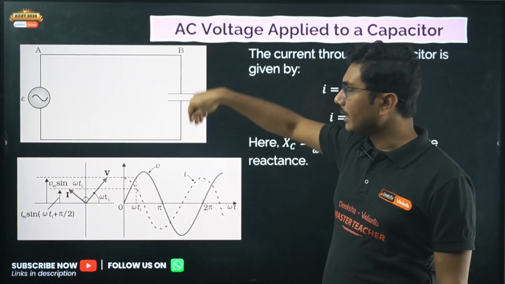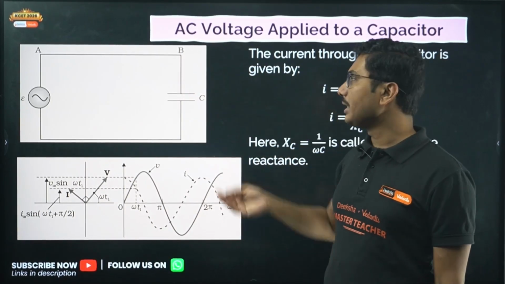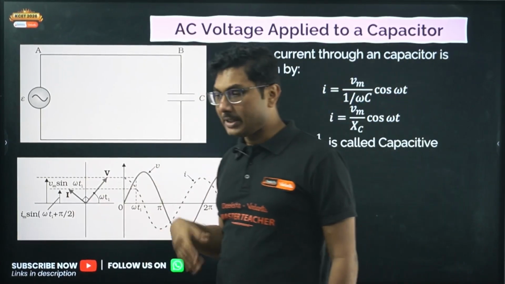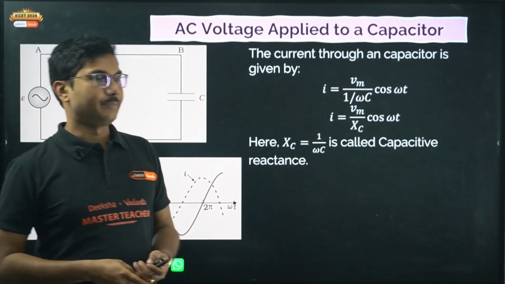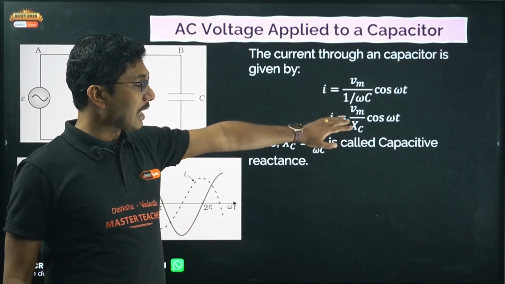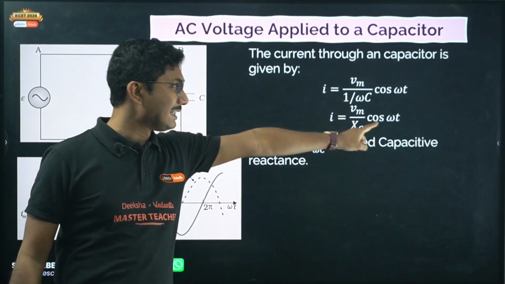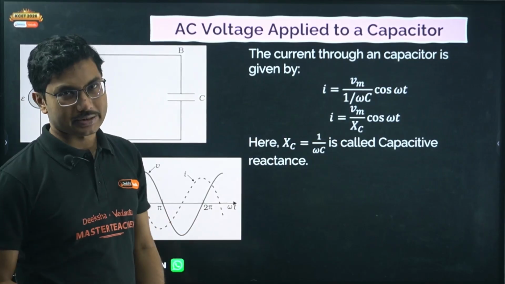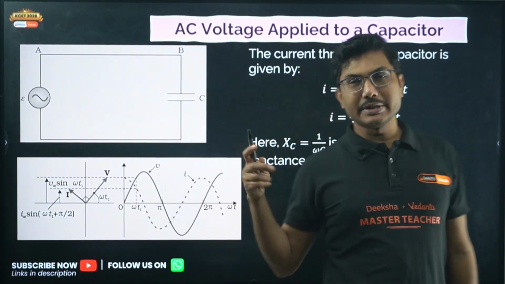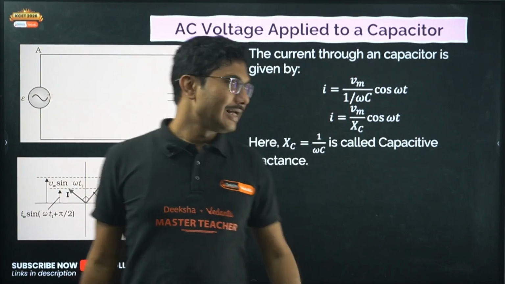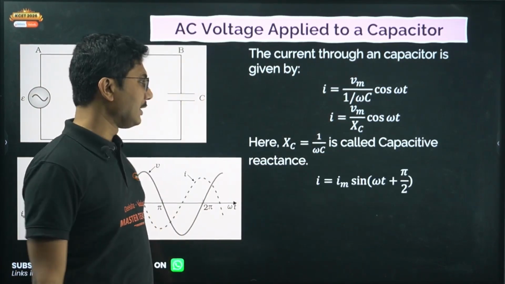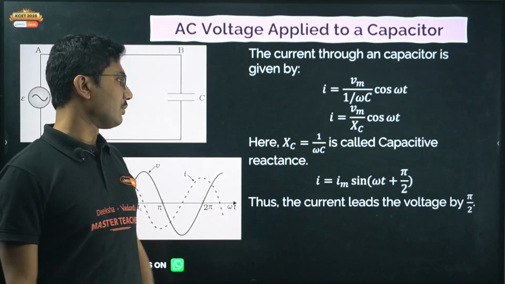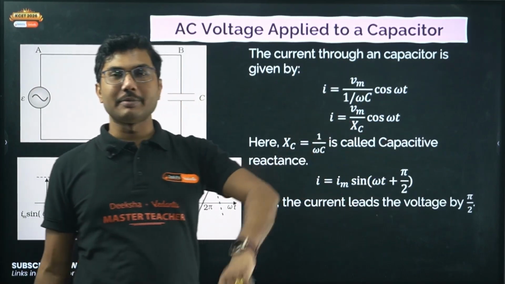Basically, capacitor is exactly opposite to that of inductor. Inductor behaves like a pure conductor to DC, right? But capacitor behaves like a pure blocker for DC. The current through a capacitor is given by Vm by Xc into cos omega t, and Xc is given by 1 by omega c, called capacitive reactance. So when you apply AC to a capacitor, it also gives an AC resistance. That AC resistance is 1 by omega c. And if you find the current, it will come out to be sin(omega t plus pi by 2). That means current leads the voltage by an angle pi by 2.